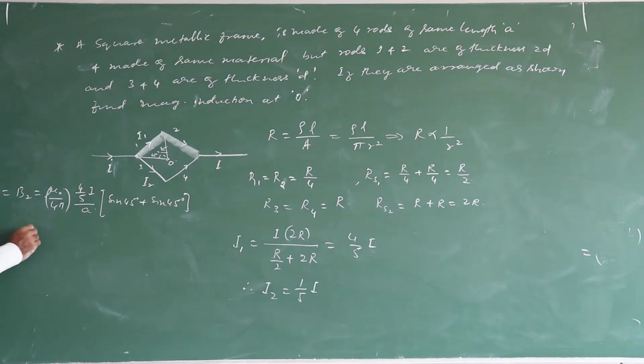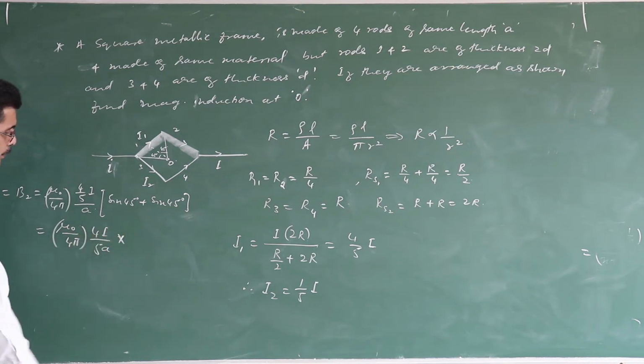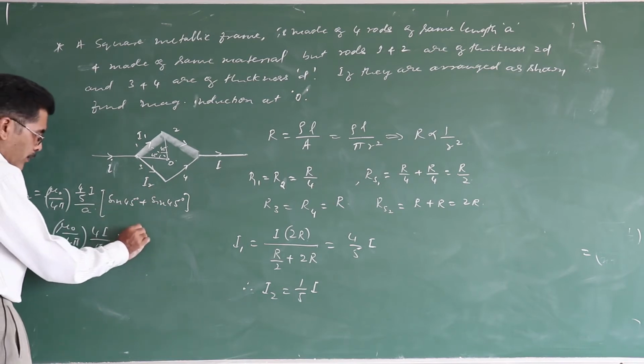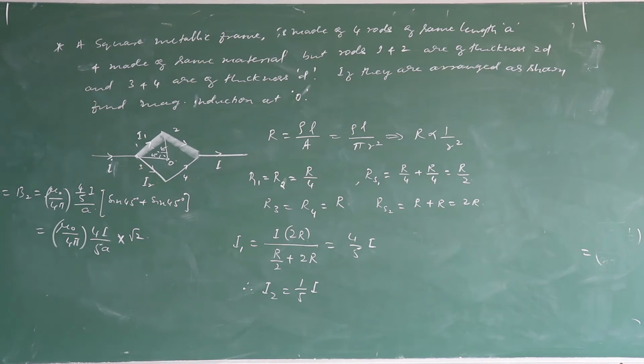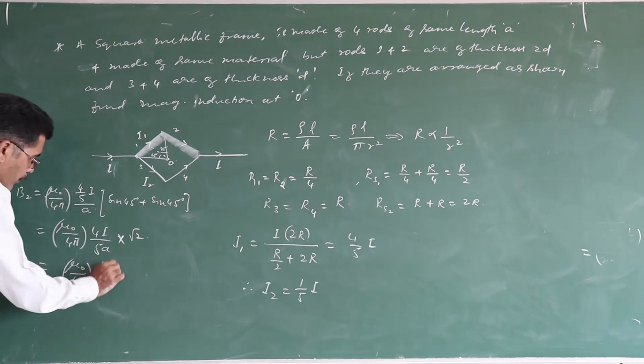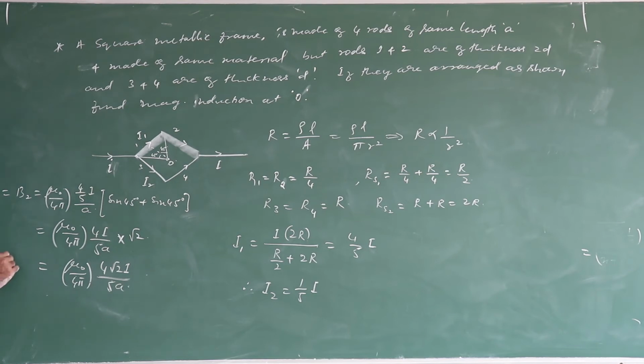So this comes out to be mu naught by 4 pi, 4 into I by 5A into, see, this is 1 by root 2, 1 by root 2, 2 by root 2, or it is root 2. 2 by root 2 gives you root 2. And this is 4 root 2 mu naught by 4 pi, 4 root 2 into I divided by 5A. So B1 and B2 are both the same.